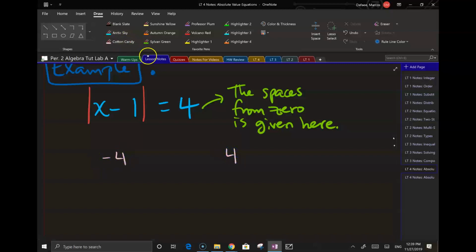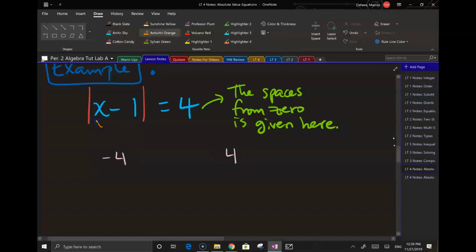So what we do then is we grab the contents of the absolute value and we create an equation from it. So then we say, all right, well then what number -1 would make a -4, which is 4 from 0? And also, what number -1 would make a +4, which is also 4 spaces from 0? So now we have 2 separate equations that we can solve independently of each other. And we do this as follows.